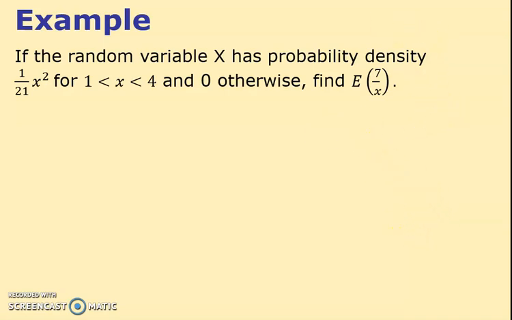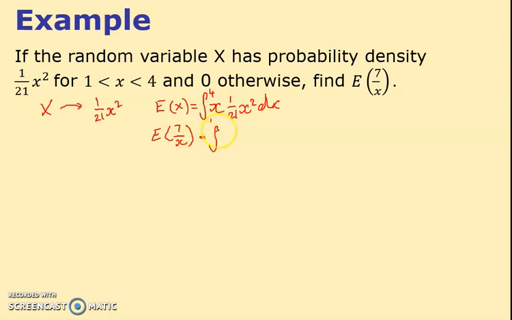For a start, this is the PDF, and it just says it's 1 over 21x squared. So the PDF for x is 1 over 21x squared. Now, if I wanted E(X), I would just do the integral of x times 1 over 21x squared. Notice the way this works. But I want the E of 7 over x. Oh, by the way, it's between 1 and 4, so I should have put those numbers in.